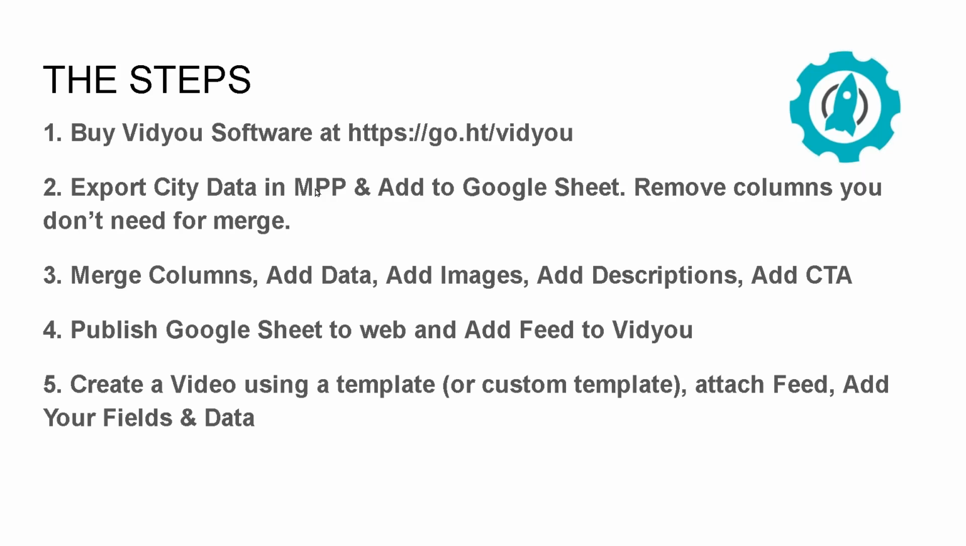The first step after that is to export the city data from the Magic Page plugin and add it to a Google Sheet. Then we remove the columns that we don't need for the merge. Step 3 is to merge the columns, add data, and add images, descriptions and CTAs into the Google Sheet. Then we publish the Google Sheet to the web and add a feed to Vidyou. Then we create a video using a template or custom template like I have, and attach the feed and your fields and data.